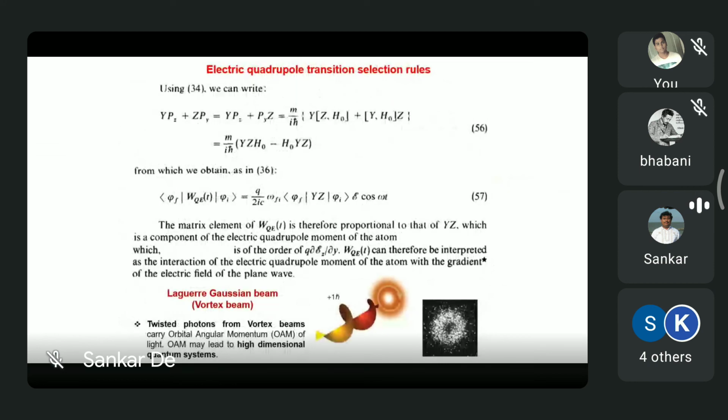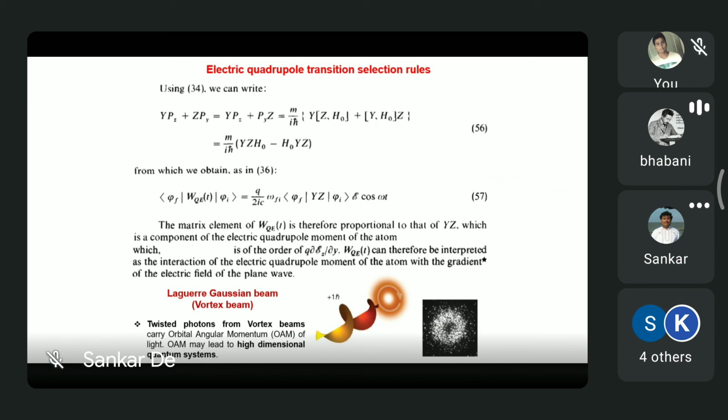So we replaced PZ with Z H0, and we replaced PY by Y H0, Y and Hamiltonian. So we replaced both of them in terms of a commutation relation. And then we added them up and we got YZ H0 minus H0 YZ. So therefore, when we find out the matrix element on the quadrupole electric interaction Hamiltonian, it acts on phi_f and phi_i.